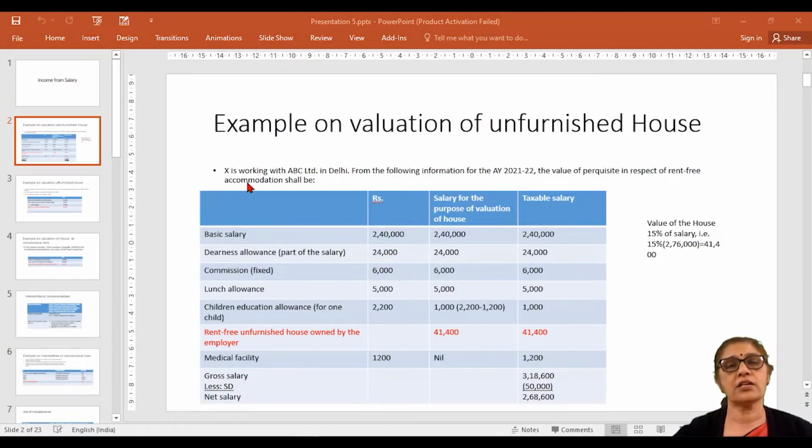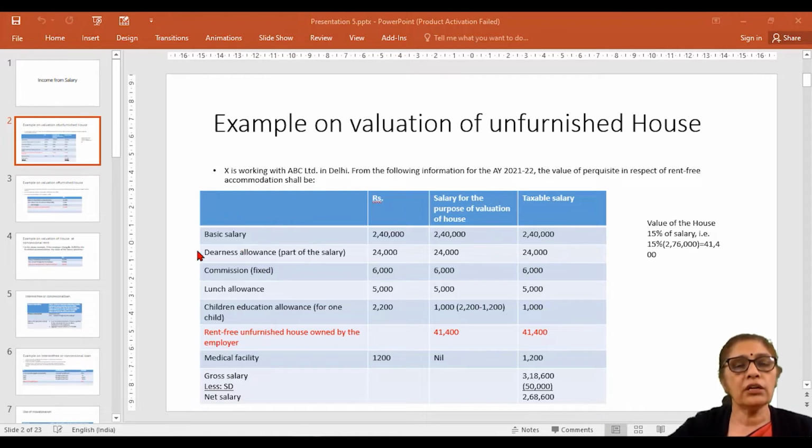Let's say we have this case where X works with ABC Limited in Delhi. Now see, two things become clear out of this very statement. ABC Limited means a non-government employee. Delhi means the population is more than 25 lakhs. For the following information for the assessment year 21-22, we will do two things simultaneously. One, we'll find out the gross salary, as also we'll find out the taxable value of the perquisite.